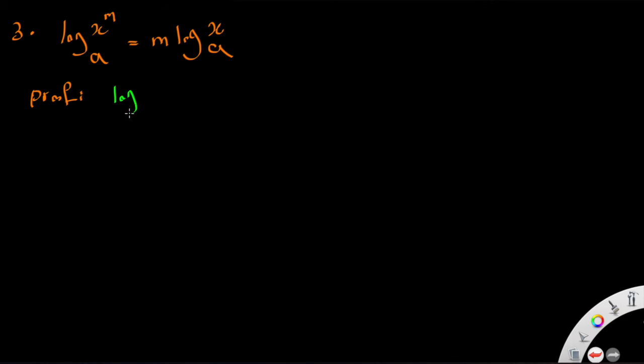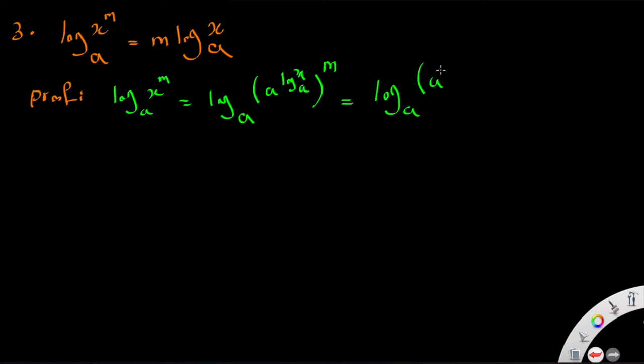Now, log of x to the power of m is equal to log of, I write the base, instead of x to the power of m, I write log of x to the base a to the power of m. It will be a. Log a to the power of log of x to the base a will be a. So it will be equal to log of, I write the base here, a to the power of, you can write in this form, m log of x to the base a, which is equal to m log of x to the base a.